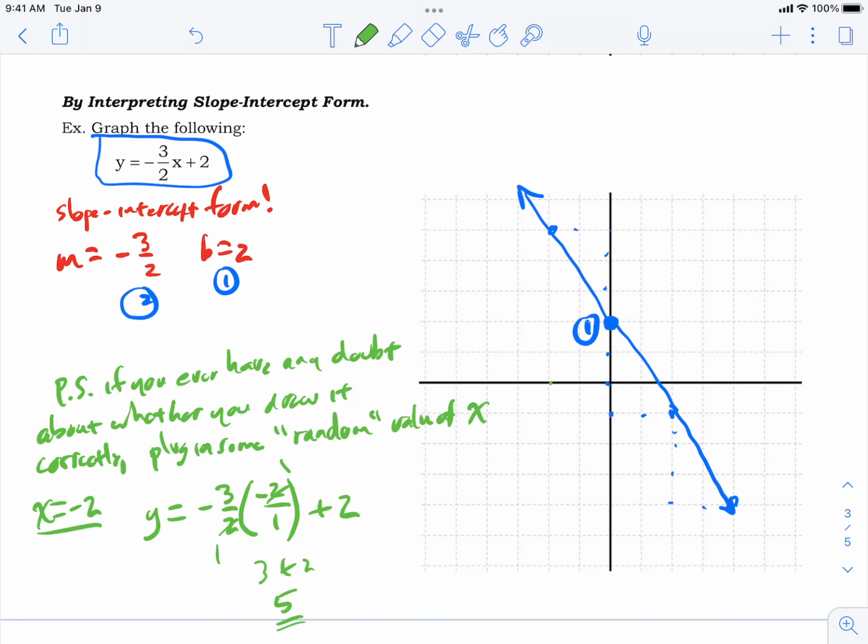When I just plugged in x equals -2, it worked. So that doesn't count as a proof, but it certainly gives you a lot more confidence because you just arbitrarily chose a value of x and it worked. So it's probably pretty good. Okay, so now we know what this slope-intercept form of a line is.